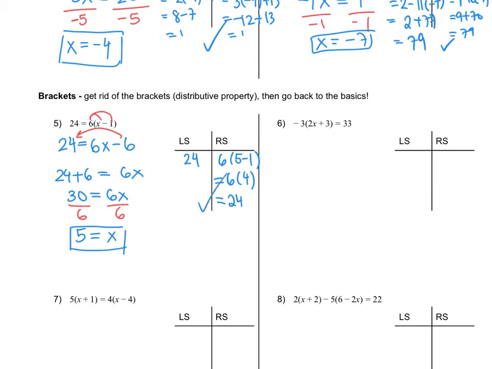So in the next one, we do have a negative 3 in front of the bracket, so we do have to be very careful with the sign when we do our distribution. But why don't you pause the video here, try it out, and then we'll check.